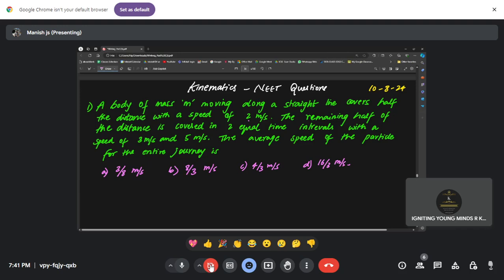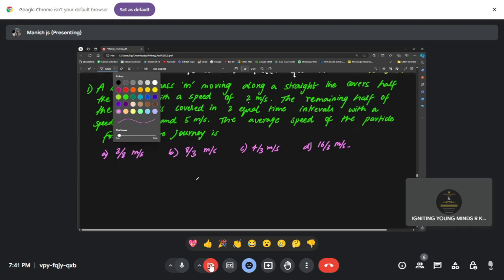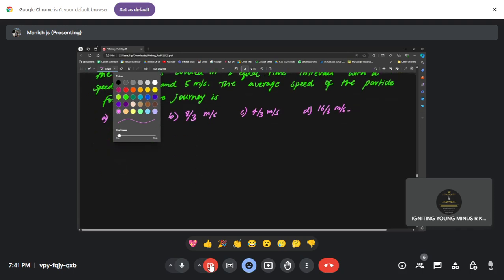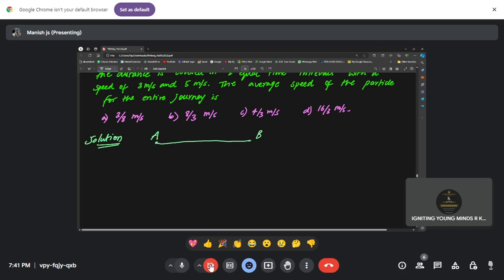So let's look at how to approach this particular question. Okay, there is a step-by-step approach. Whenever you have questions based on average speed, you can make use of this particular method to solve them very easily. Okay, we'll see the solution now. First, let us take the total distance covered by the particle from A to B as x. This entire distance we take as x meters.